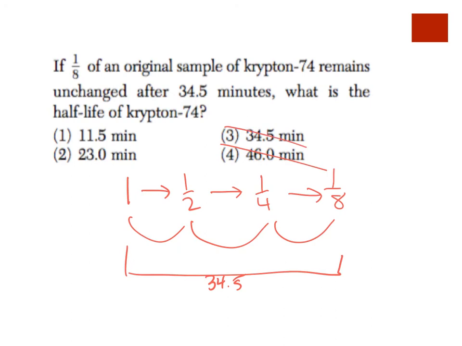Now you can see my little loops there. After 1/8, that means it must have gone through 3 half-lives. And if I take 34.5 and I divide it by 3, I will get 11.5. That is our answer.